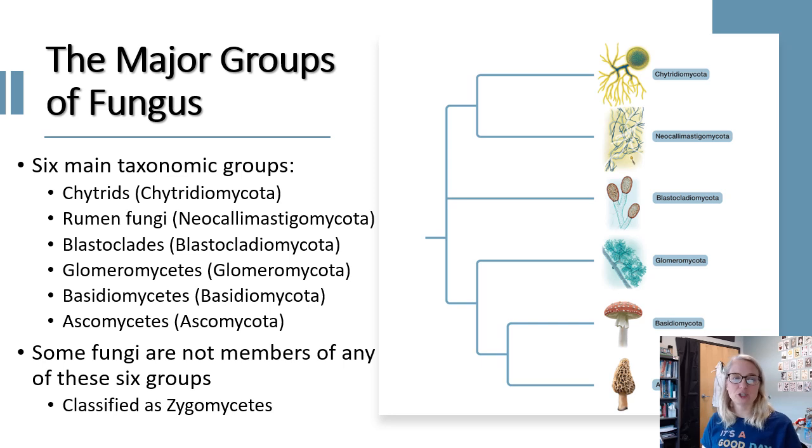So let's take a look at the major groups of fungus that we're going to look at. This is the cladogram from your textbook. So we have what are called chytrids, rumen fungi, blastocladiomycetes, glomeromycetes. See, in my A&P brain, I want to say glomerulus. I want to put an extra L in there. Basidiomycetes and ascomycetes, and then more of their scientific names in parentheses.